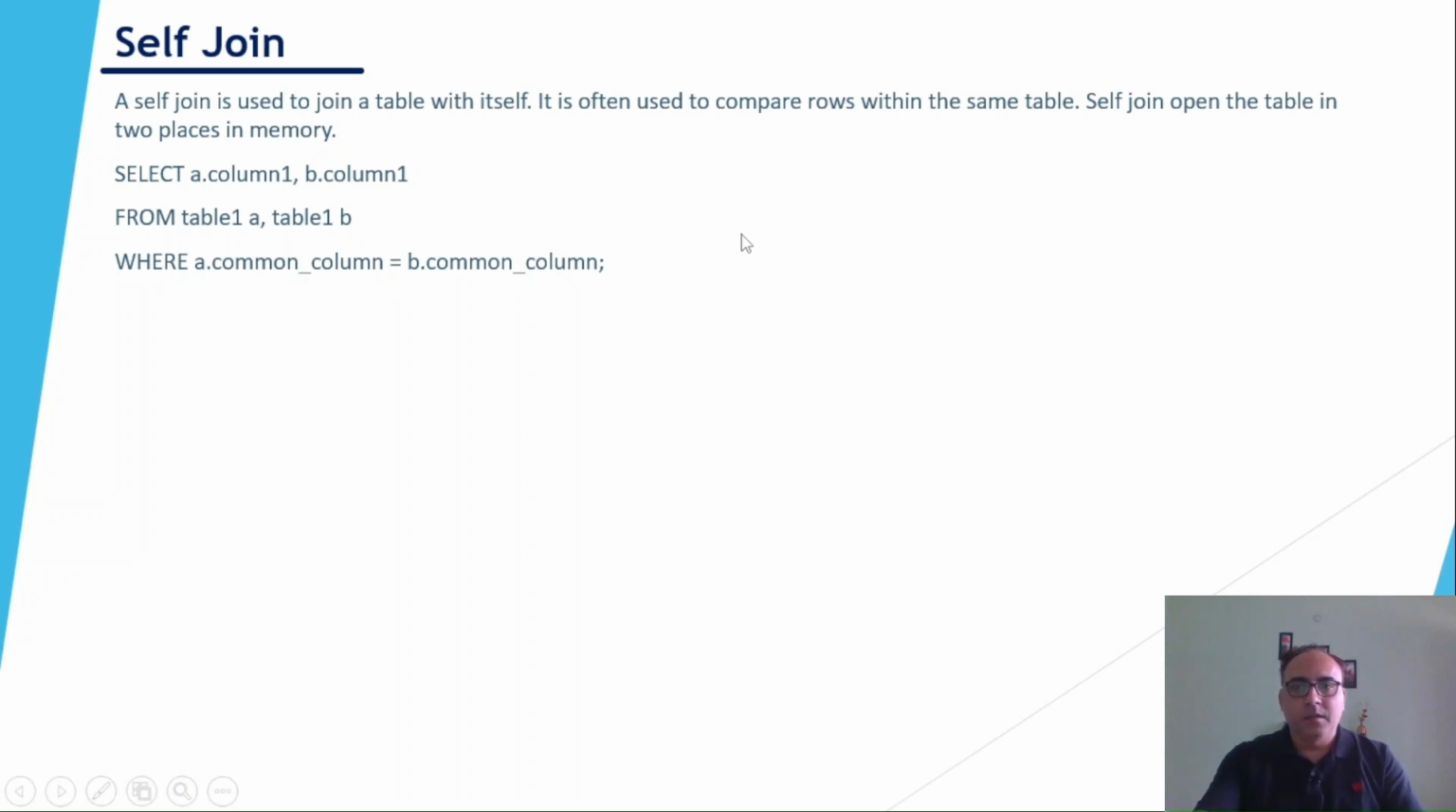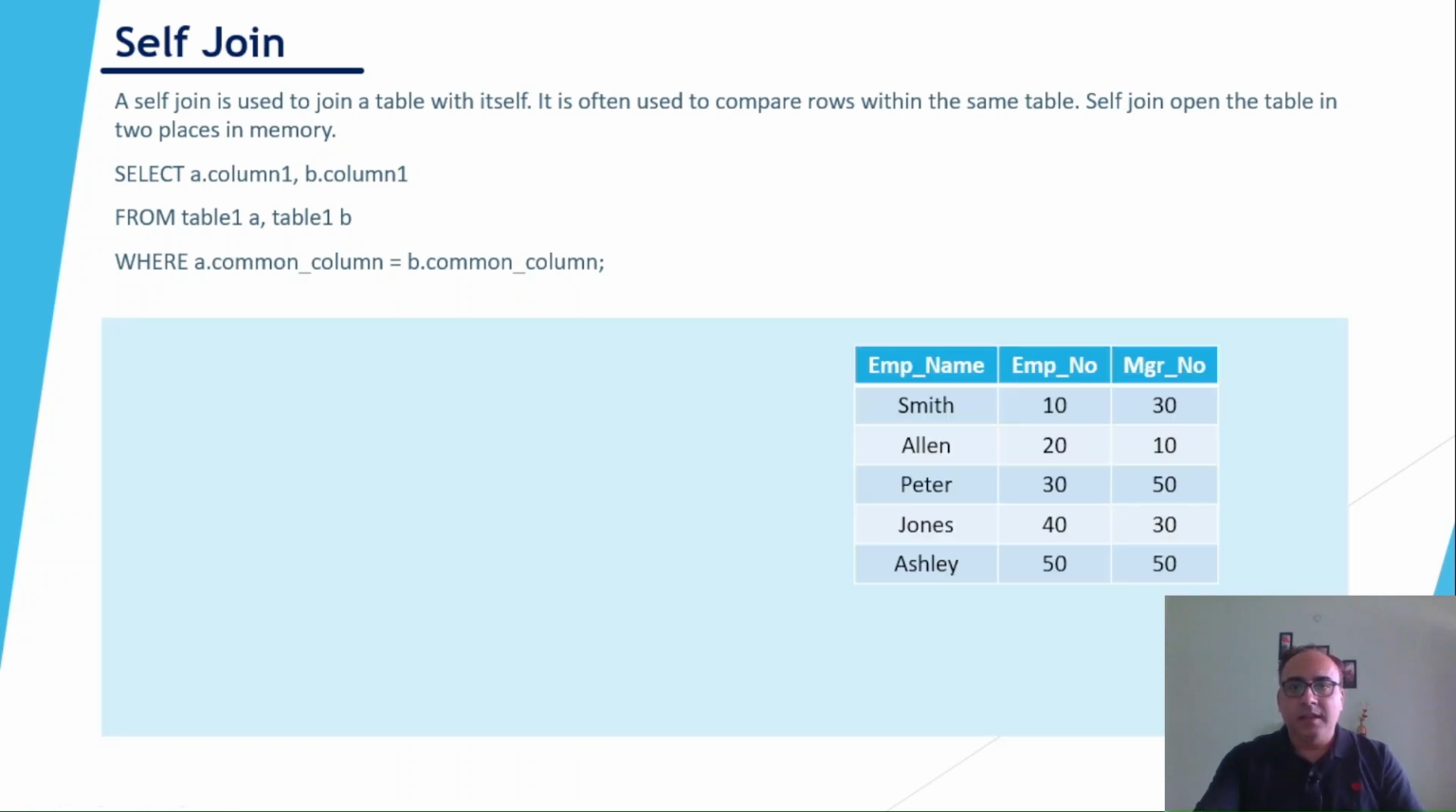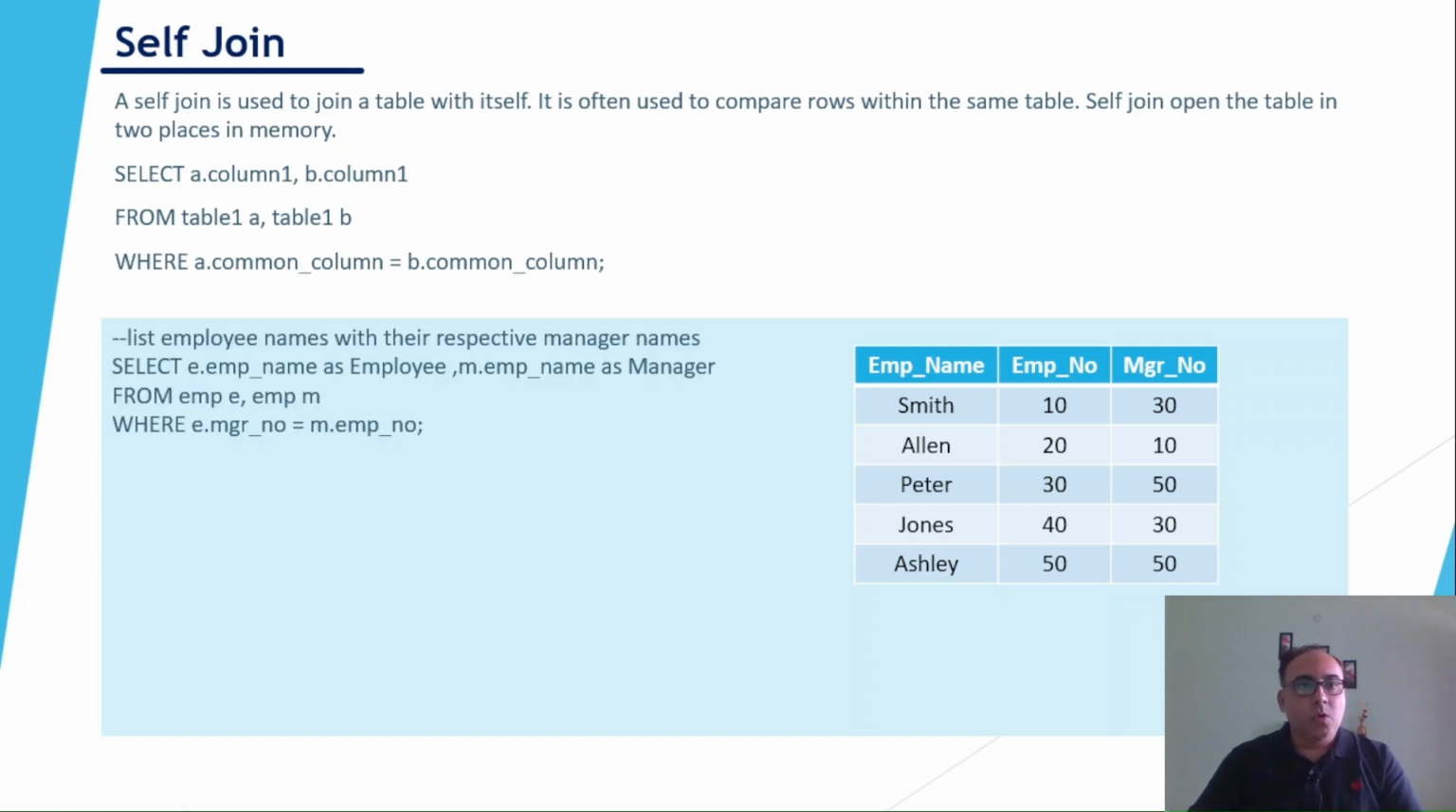Let's look at the example. Let's say we have this table, employee, with three columns: emp_name, emp_number, manager_number. The requirement here is that we have to list employee names with their respective manager names. In such cases, what will be the query? We can achieve this particular objective using self join.